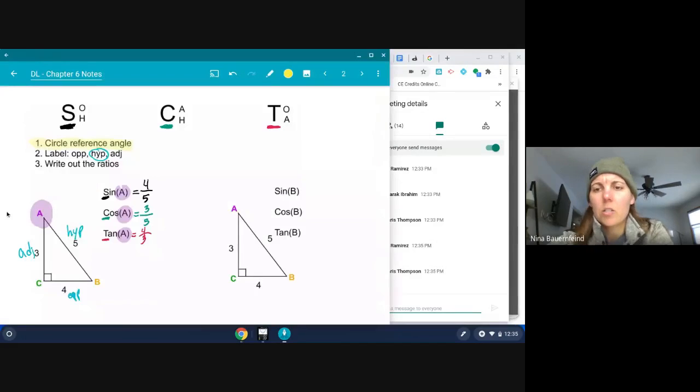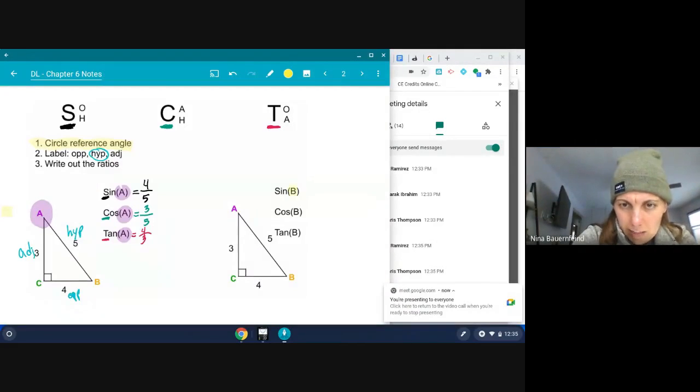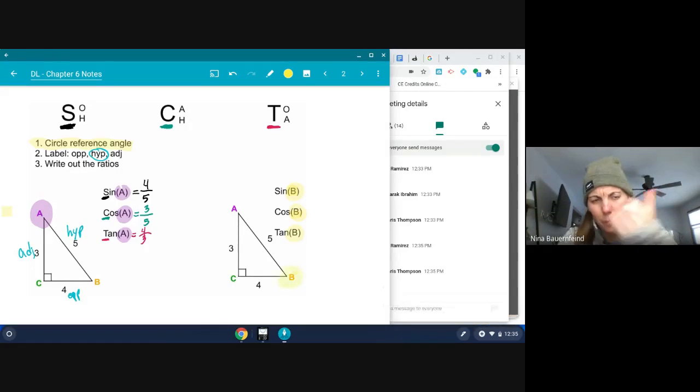All right. So Lance, it's B on this one, and here's why. You see where it says B, B, B? That's how we know the reference angle. The purple one, it was A.